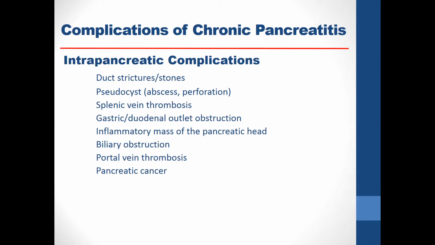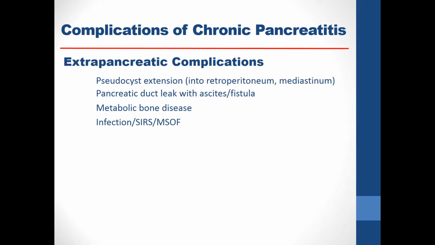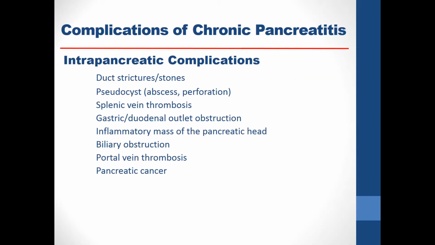There's gastric and duodenal outlet obstruction. Often there's an inflammatory mass in the head of the pancreas, which can be misdiagnosed for adenocarcinoma and requires very careful imaging and workup. Biliary obstruction from stenosis of the common bile duct, as well as portal vein thrombosis and pancreatic cancer.